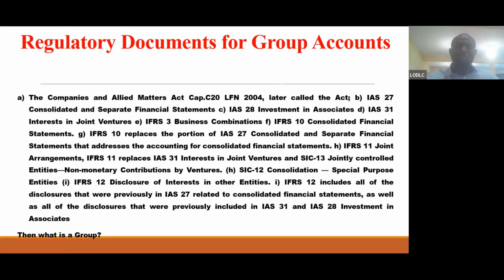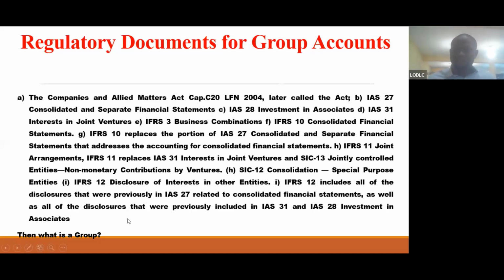So what we are saying here is that, if I were you, IFRS 12 and IFRS 10 cover almost everything in IAS 27. So we don't need to bother ourselves reading IAS 27 again. IFRS 10, the International Financial Reporting Standard that talks about consolidated financial statements, has replaced a major portion of IAS 27. Then IFRS 12, which talks about disclosure of interests in other entities, has also replaced IAS 27. So there's no need to bother ourselves with IAS 27 again. Those are the regulatory documents that we need to understand as far as group accounts are concerned.